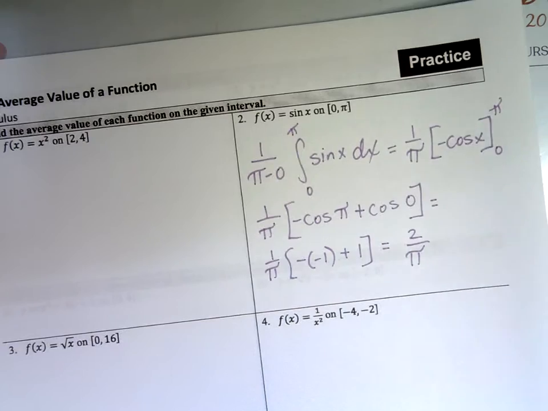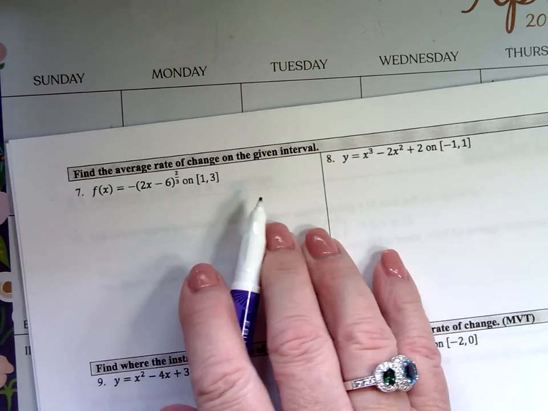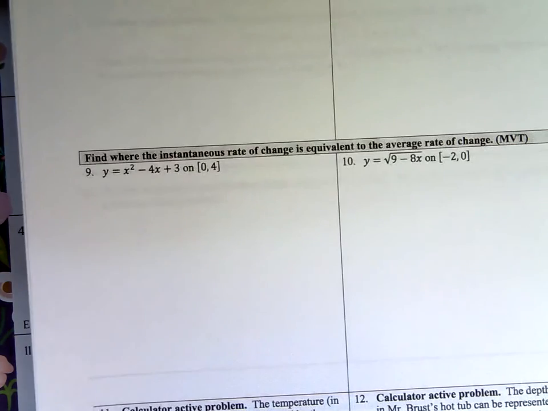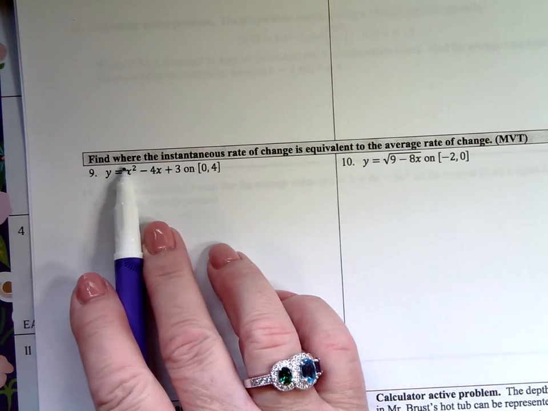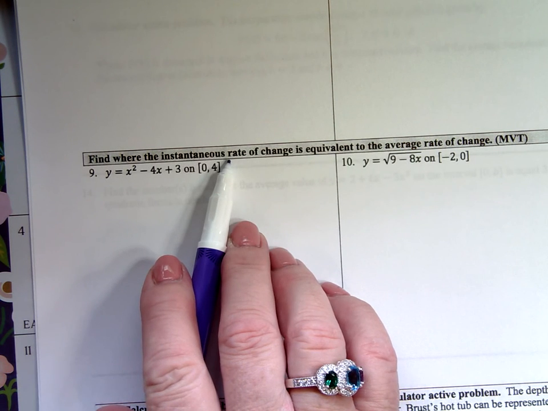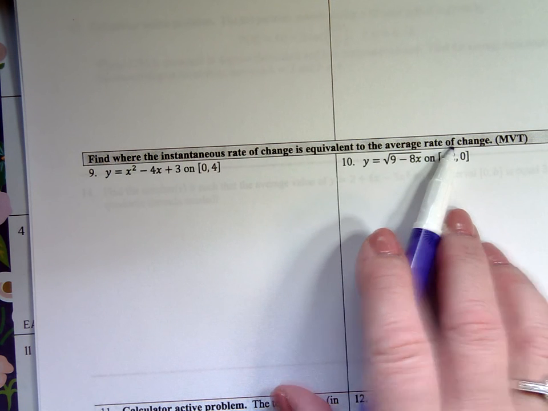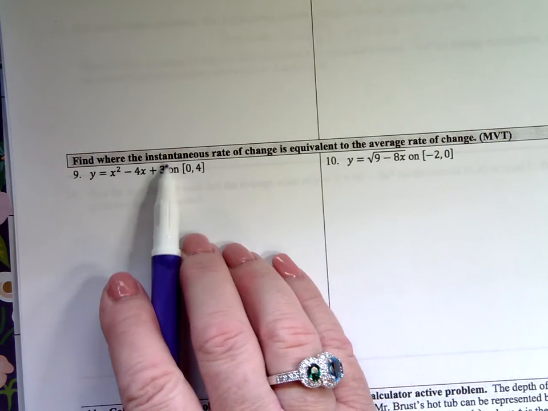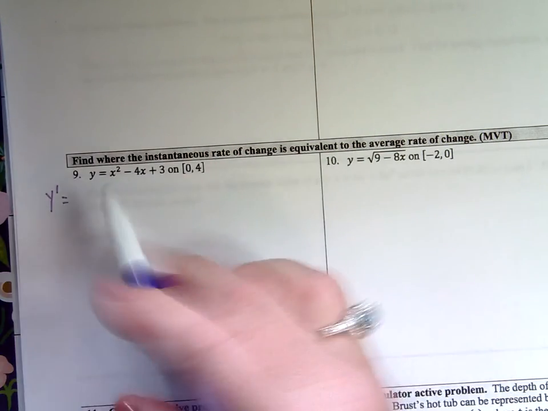Next one is number 9. By the way, 7 and 8, find the average rate of change. That's the slope, f of b minus f of a. That's why I'm skipping them. You can do them. Number 9 is next on my list. And this one says, where is the instantaneous rate of change, the derivative, equal to the average rate of change, which is the mean value theorem. So when does the instantaneous rate of change? Well, that would be y prime. Let's see what y prime is. 2x minus 4.